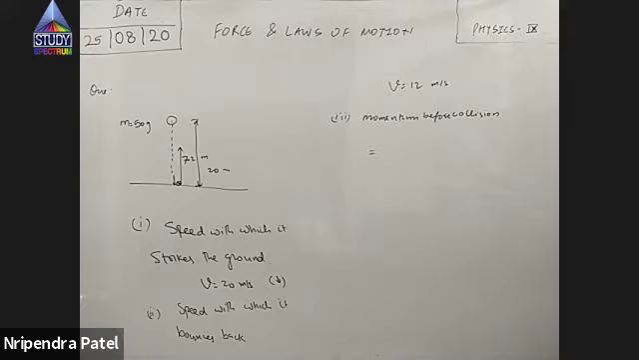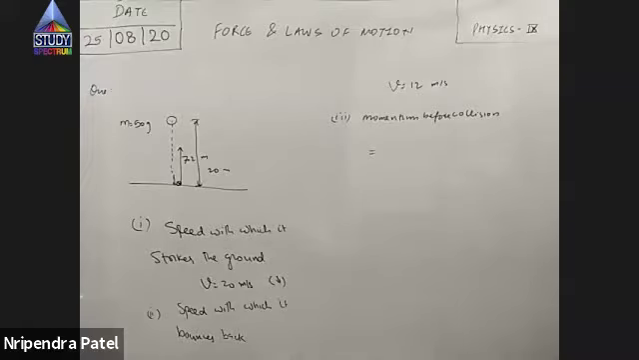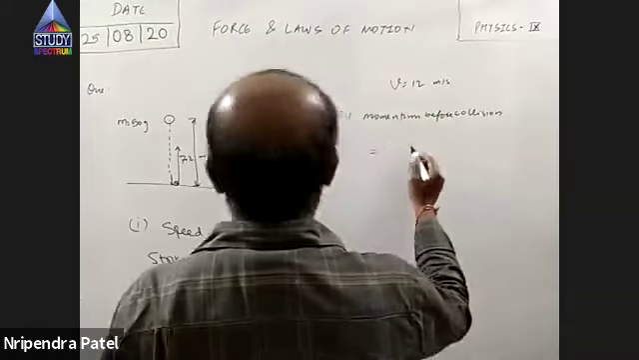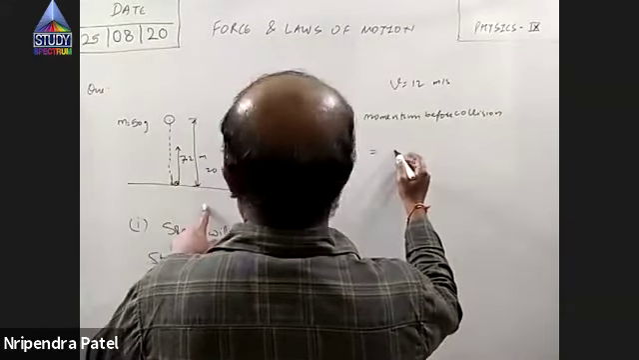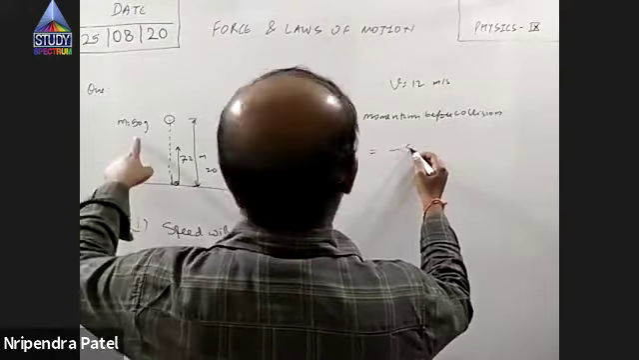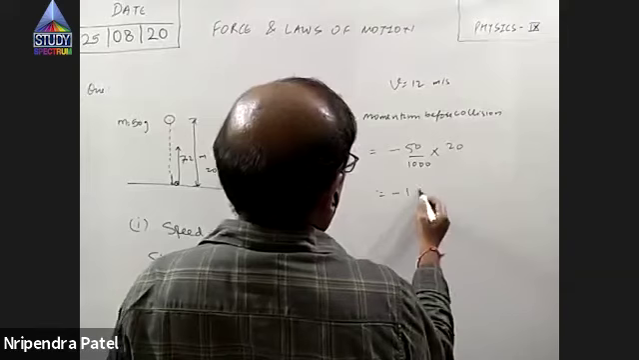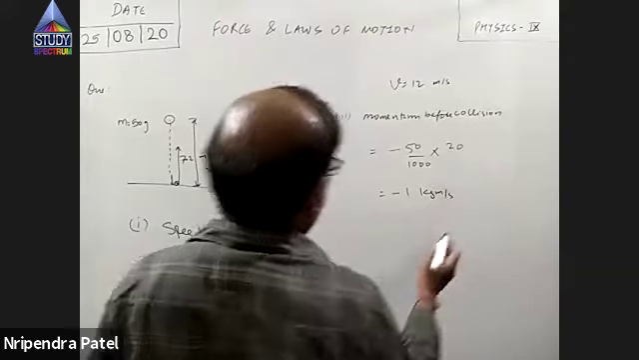Just before it collides with the floor, how much was its momentum? -1000 gram meter per second. Convert into kgs. So mass is 50 by 1000 into 20. So -1 kg meter per second.